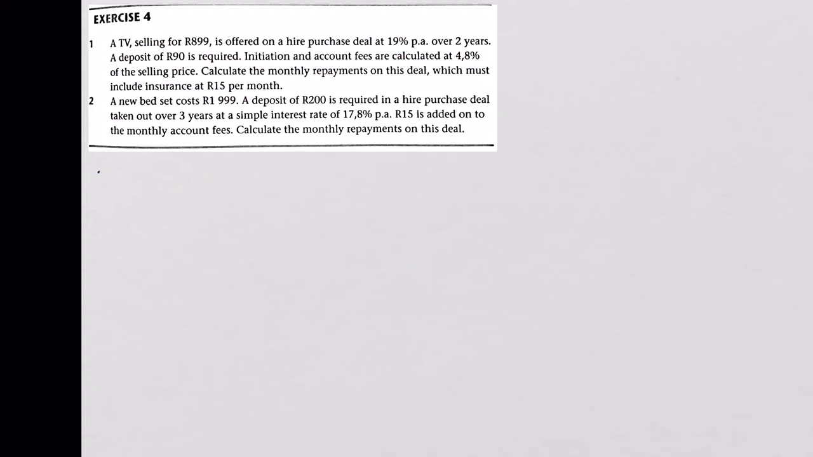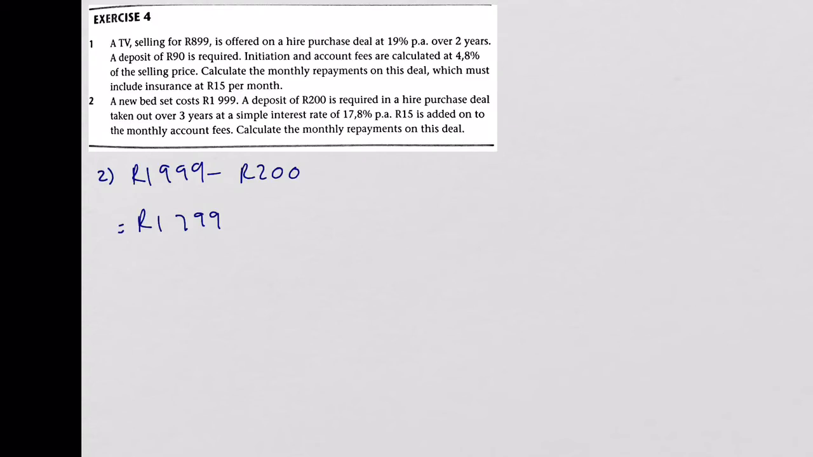Right, number 2. A new bed set costs 1,999 Rand. A deposit of 200 Rand is required in a hire purchase deal taken out over 3 years at a simple interest rate of 17% per annum. 15 Rand is added onto the monthly account fees. That's obviously for insurance or whatever. Our starting point then is to subtract the deposit: 1,999 Rand minus 200 Rand, and that gives us a total of 1,799 Rand that we require a loan for.